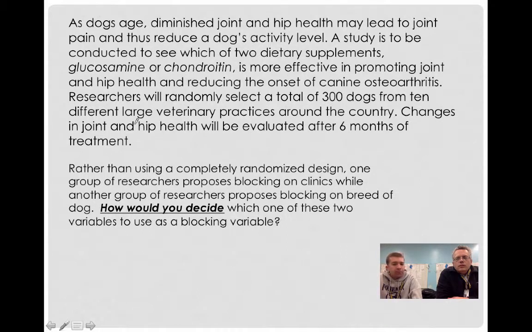So rather than using a completely randomized design, one group of researchers proposed blocking on clinics, while another group of researchers proposed blocking on the breed of dog. How would you decide which of these 2 would be used as a blocking variable? Well, one thing I would say is maybe you have some sort of hunch whether the clinic really makes a difference. If they're just giving the dogs the medication, I don't know how much that makes a difference. I don't think the clinic is going to make much of one.